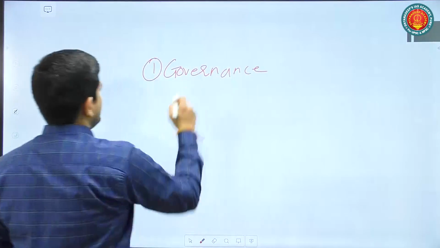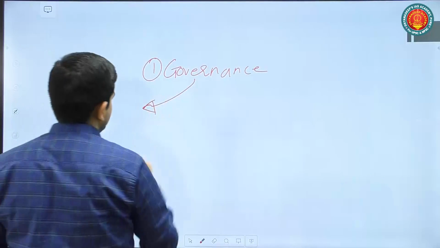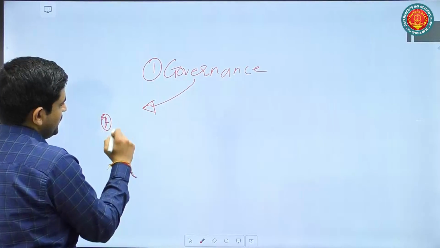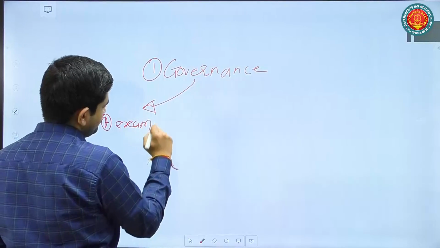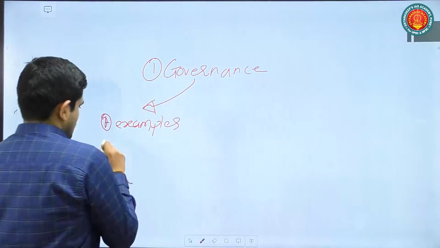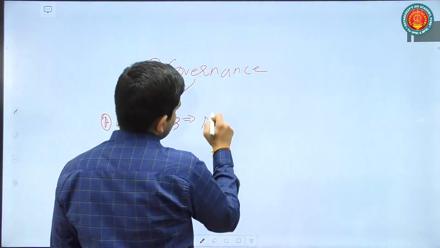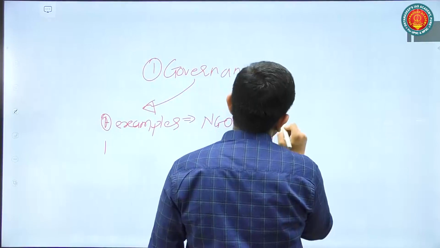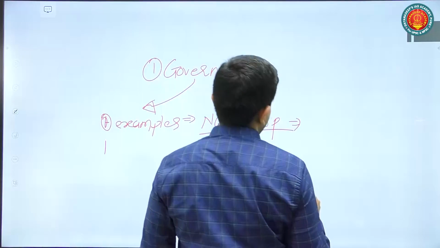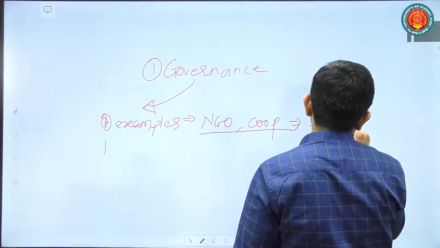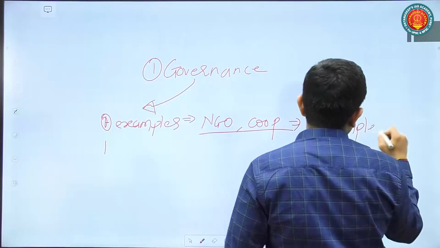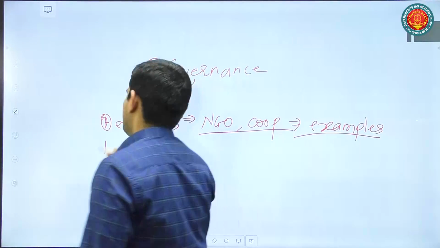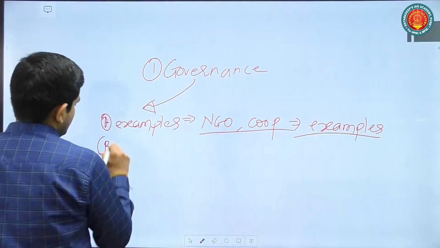For governance, one thing is that examples are very important. For example, if there is a question on NGOs or cooperative societies or anything, you need to write examples of various successful models that are there and that can be implemented in other parts of the country. That is one thing.